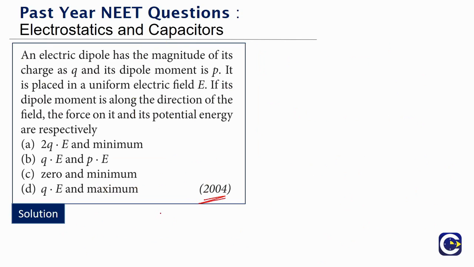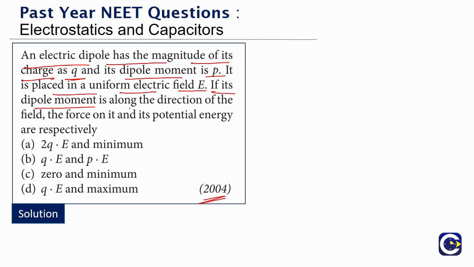Next we have a question 2004. It is based on the electric dipole. An electric dipole has a magnitude of its charge Q and its dipole moment is P. What is the charge magnitude? Q. Dipole moment value is P. It is placed in a uniform electric field E.